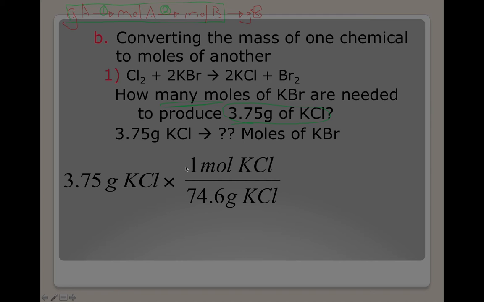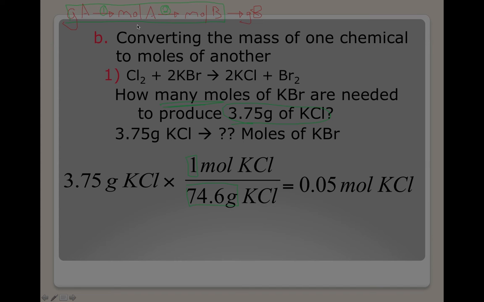Now if you follow your flowchart, you'll notice the 1 always goes here, and there is an indication for periodic table on the bottom. So this number right here, 74.6, is going to be variable. It depends upon the chemical. And the number just above it, this 1, is always the same in this step. So when I have moles on top, the grams in the bottom come from the periodic table, and the top is always the same. Now KCl, if I look on the periodic table, add up the molar mass of K and Cl, that's where 74.6 comes from. You can try it on your own. And then when I do the math, 3.75 times 1 divided by 74.6, I get 0.05 moles of KCl.